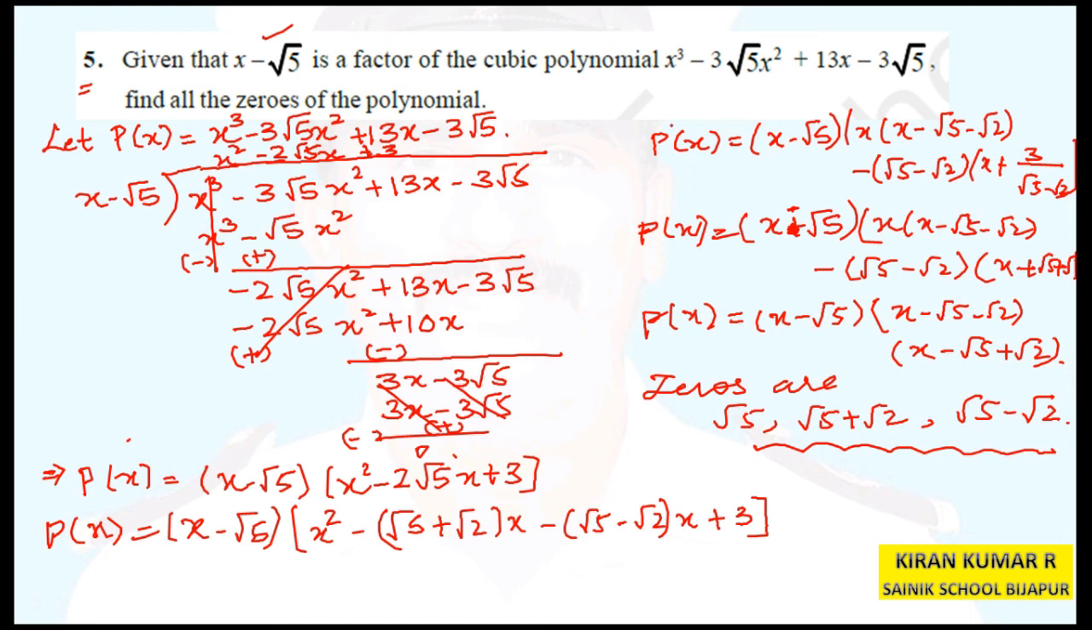Once again, you go through this and solve it on a separate piece of paper and check whether we get the zeros as root 5, root 5 plus root 2, root 5 minus root 2. Try this. Hope you will get it.